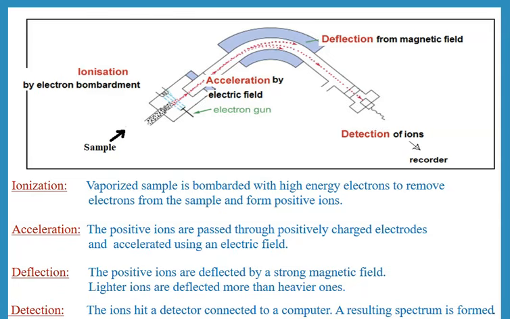This causes what? This causes acceleration of the positive ions. Then these positive ions go through a magnet or a magnetic field. This causes deflection, and in this case, the ions are separated. Lighter ones are deflected more than the heavier ones. They then hit a detector connected to a computer, and I end up with a mass spectrum.